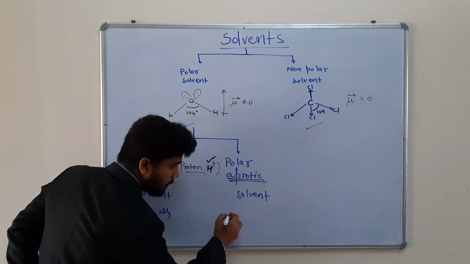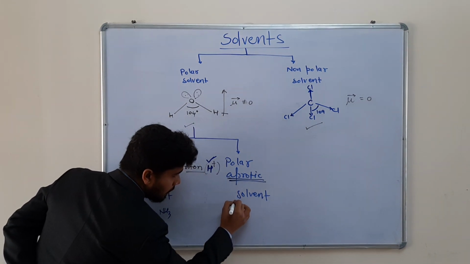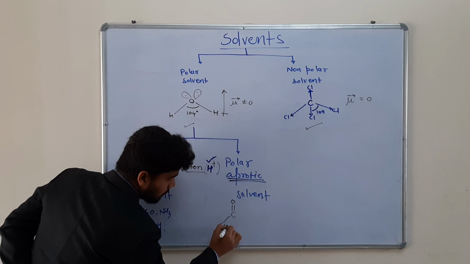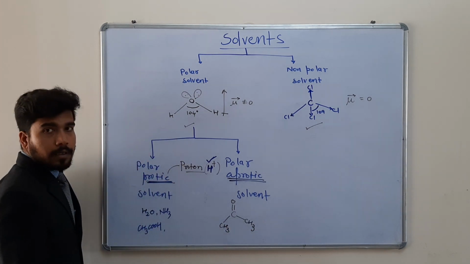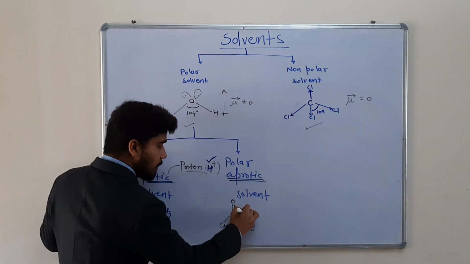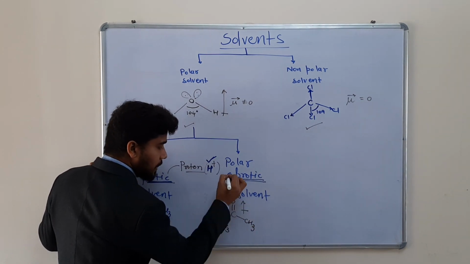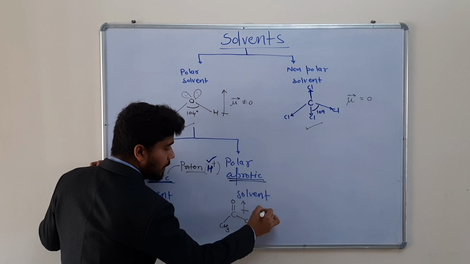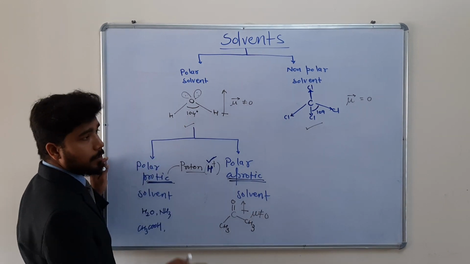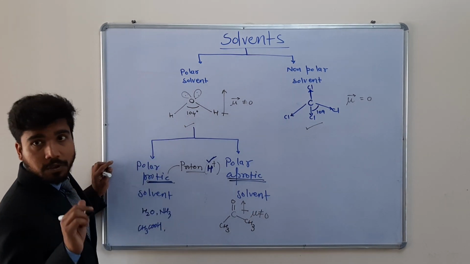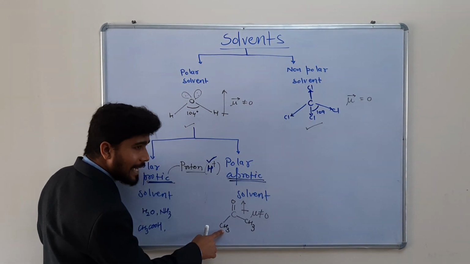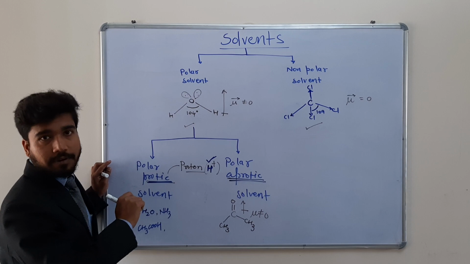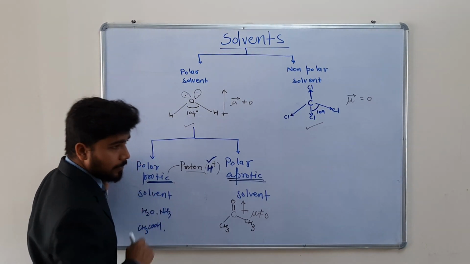So what is polar aprotic? This is one common example: acetone. Acetone has polarity in the direction of the oxygen atom. So it doesn't have dipole moment zero, which means it is a polar compound. Now, can acetone donate H plus ions? No. Why? Because this hydrogen is not attached with any highly electronegative element. It is attached with carbon.